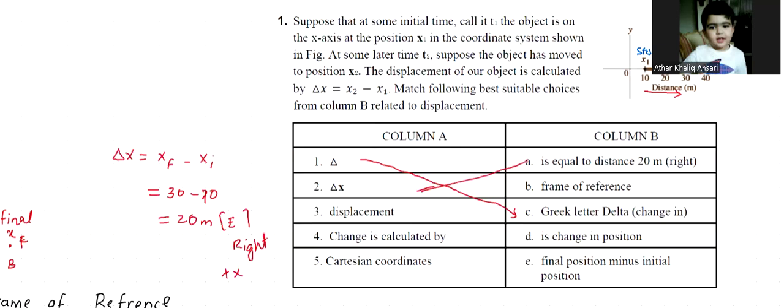Now, the third one, displacement. By the definition, I just told you that displacement is change in position, and we can calculate the change by taking final position minus initial. The Cartesian coordinate system is the frame of reference. There is another one we just said, the cardinal coordinate system. So we have these two coordinate systems.